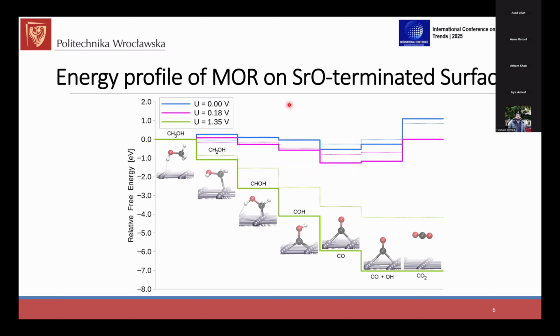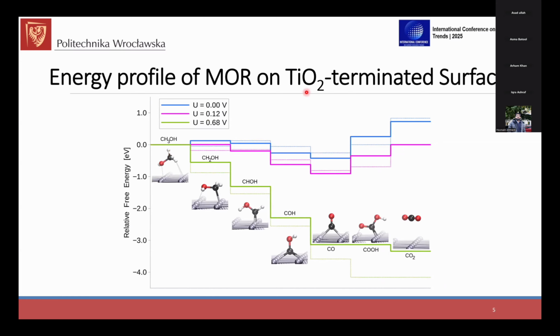Next, for a comparison and to make a good catalyst for methanol oxidation, this is the energy profile for the SrO terminated system, and the blue, pink, and other lines are similar to the previous slide. The initial step is almost similar, where first the CH bond cleaves in CH3OH, and we achieve carbon dioxide at the end. The main difference is that the most stable intermediate is CO plus OH, rather than the carboxylic group in the previous slide, which was TiO2 terminated.